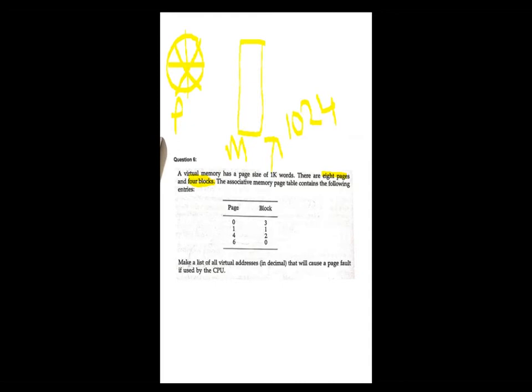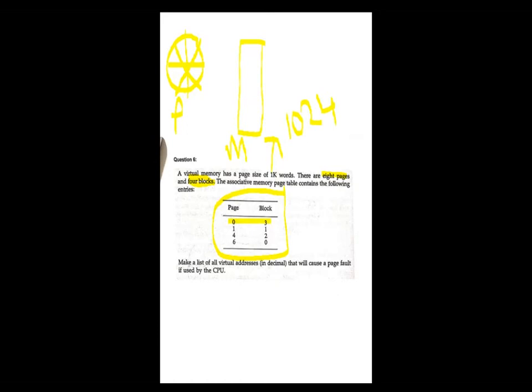Now you see here, he has given that the associative page table contains the following entries. It means he's saying that in the associative memory, you have this data given. It means in memory, you have pages 0, 1, 4, 6. Page 0, where is it present? Page 0 is present in frame 3.